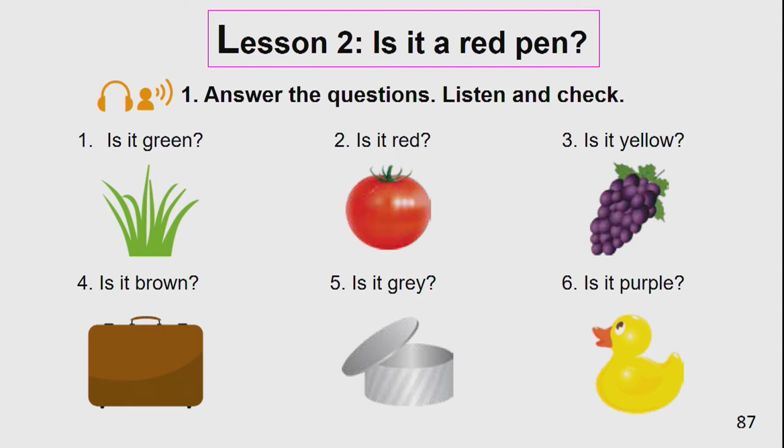Okay, how many positive and negative answers do you have? 4 positive and 2 negative. What are the negative answers? Can you read them, please? Number 3. Is it yellow? No, it isn't. Number 6. Is it purple? No, it isn't. Correct.